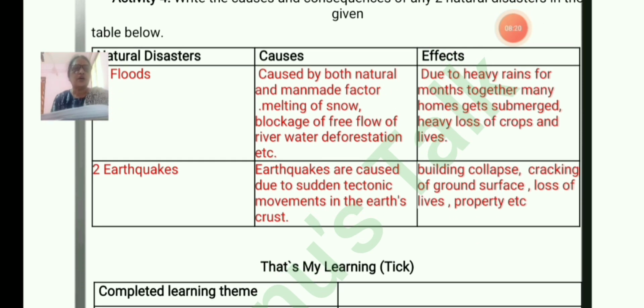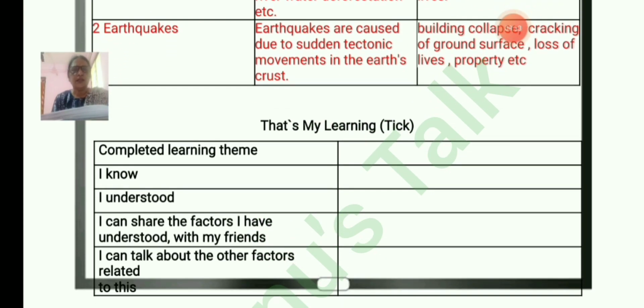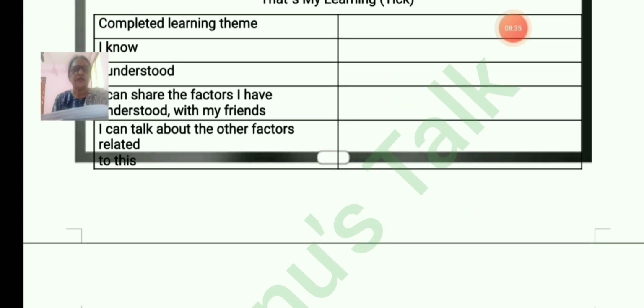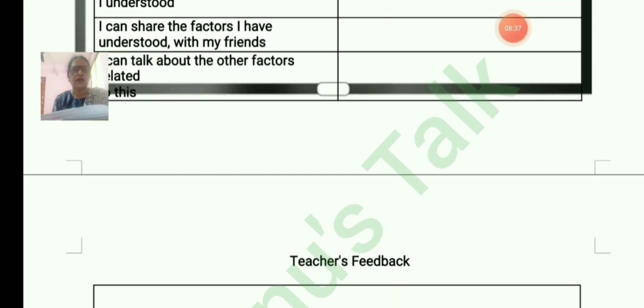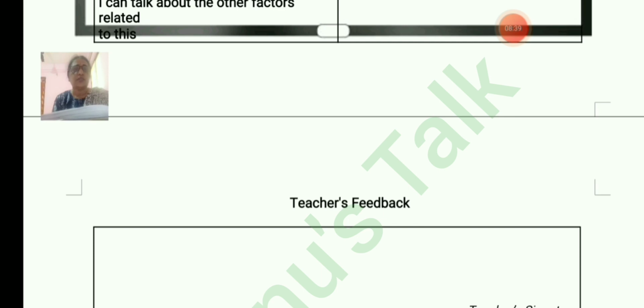Earthquakes are caused due to sudden tectonic movements in the earth's crust, and the effects are building collapse, cracking of ground surface, loss of lives, property, etc. That's my learning. You can tick, and we completed the activity solutions for learning theme natural disasters.